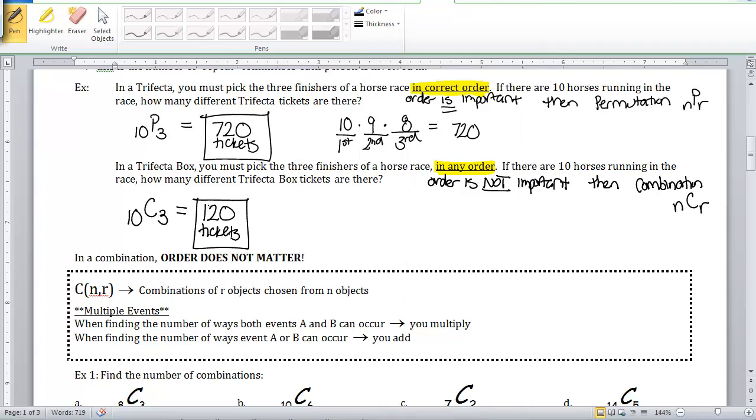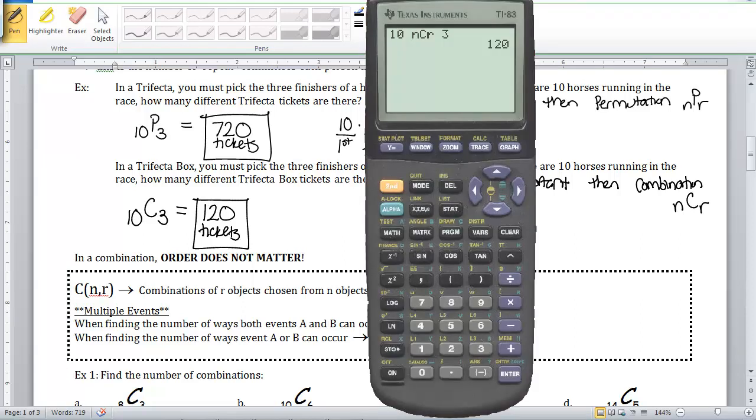Now what's interesting is we talked about how above you basically would just take your permutation and divide by the number of repeats. Well, here, since there are going to be 3 finishers, 3 places, we would want to divide by 3 factorial, so by 6. If you took 720 and divided by 6, you get our 120.